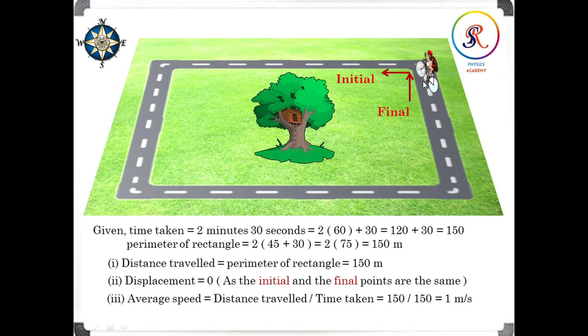Now we have to calculate the average speed according to our question. Average speed equals distance traveled divided by time taken. So what is the distance here? 150. And what is the time taken here? 150. So we got 1 meter per second. Next, we have to calculate average velocity. What is our formula? Displacement by time. You have to remember, when it is speed, it is distance by time, and when it is average velocity, then displacement by time. So displacement is 0, by time, 150 seconds. So we get 0 meter per second. So in this case, we got distance, displacement, average speed and average velocity.